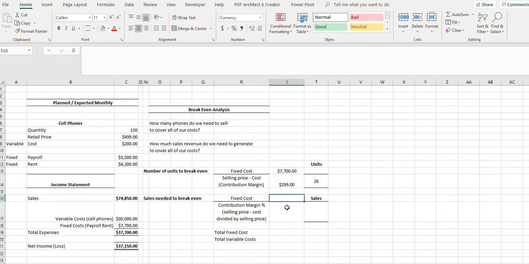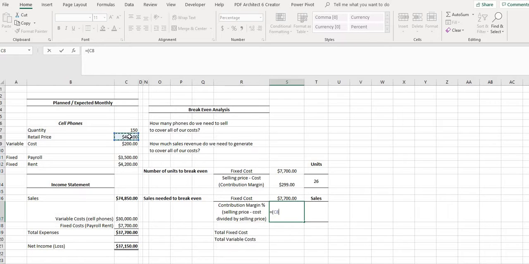Again, for our fixed costs, we have $7,700. Okay, our gross margin percentage is simply our selling retail price here of $499 minus our cost of $200, and then we're going to divide that by our retail price of $499. Okay, so our contribution margin is 60%, pretty good margin.